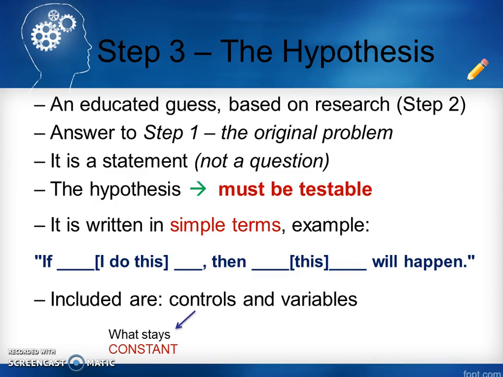So controls are constants. They're things that don't change in your experiment versus the variable. And the word vary is in variable. If something varies, it changes. So to have a good hypothesis, you should have some sort of a control, something that's staying constant, and something you're testing.